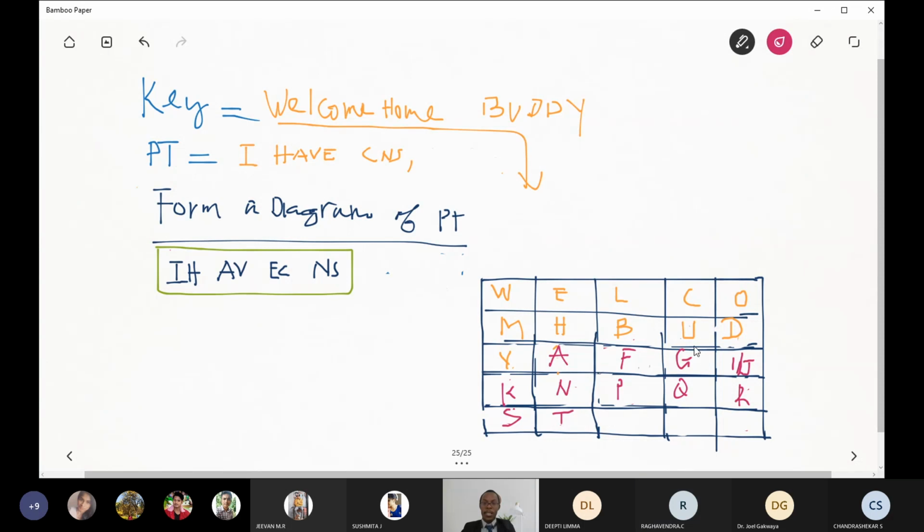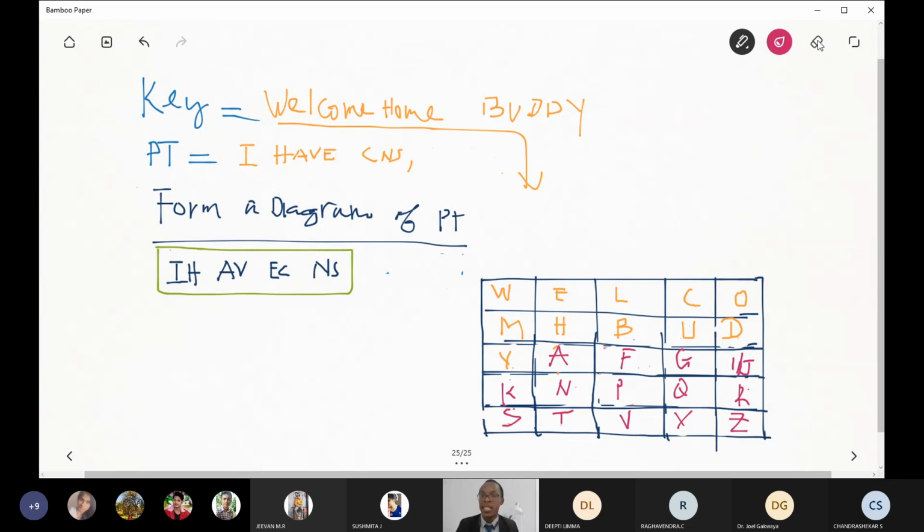T, U. U is there. V. Is V there? R, S, T, U, V. Okay. W is there. X. Y is there, and Z. Okay, Z. Now let's connect the dots.